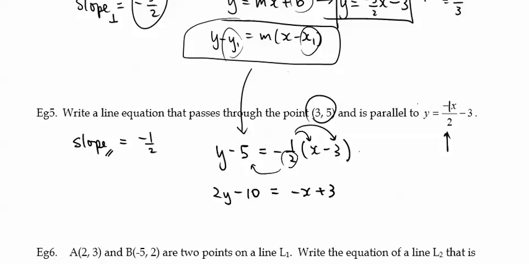So to put this equation in general form, we will now bring these two terms to the left hand side. We want to start this equation with a positive x, not a negative x there. When I bring it to the other side, it becomes a positive x plus 2y minus 13.